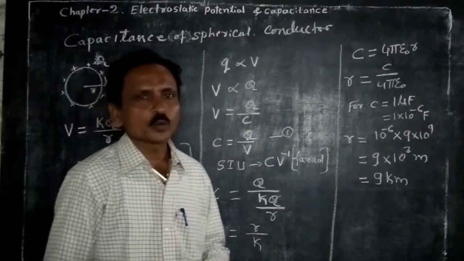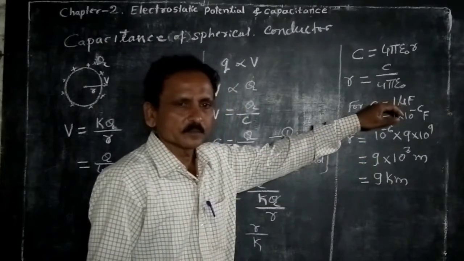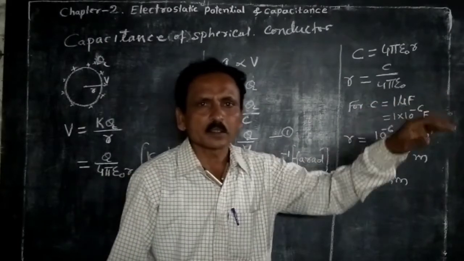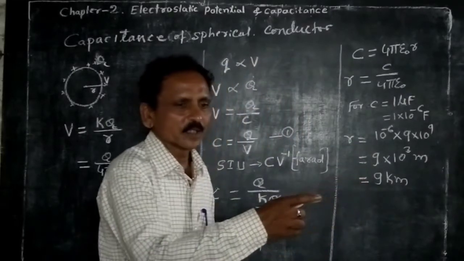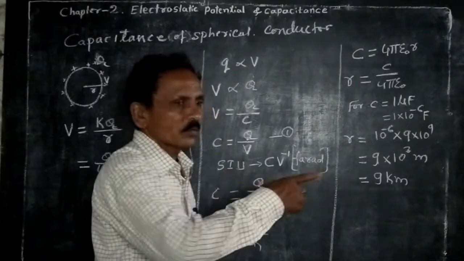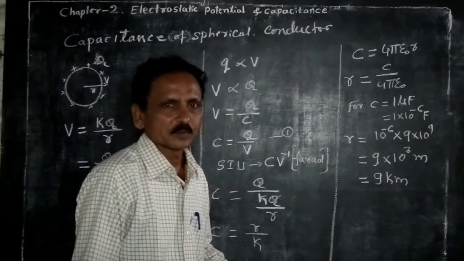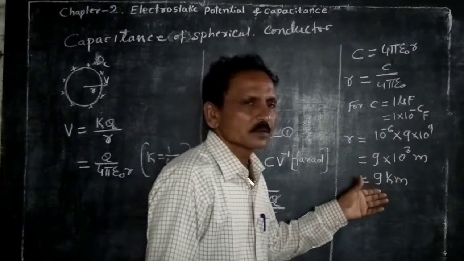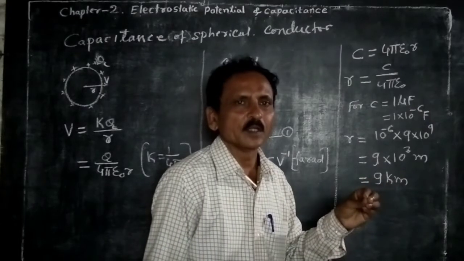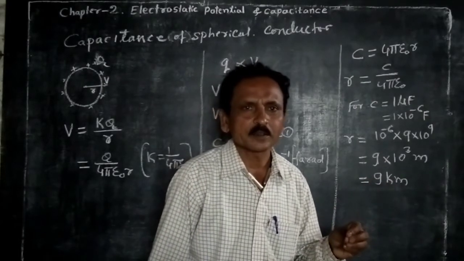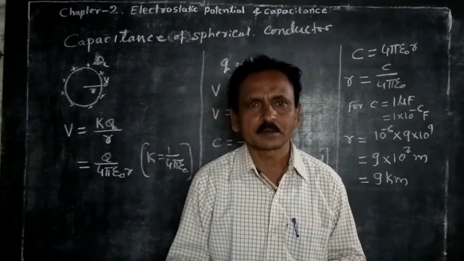Therefore, even to store a small charge of 1 microfarad, a spherical conductor requires a radius of 9 km. That means the diameter of the spherical conductor should be 18 kilometers. And it is unimaginable. It is impractical. Therefore, spherical conductors are not suitable to store electric charges.